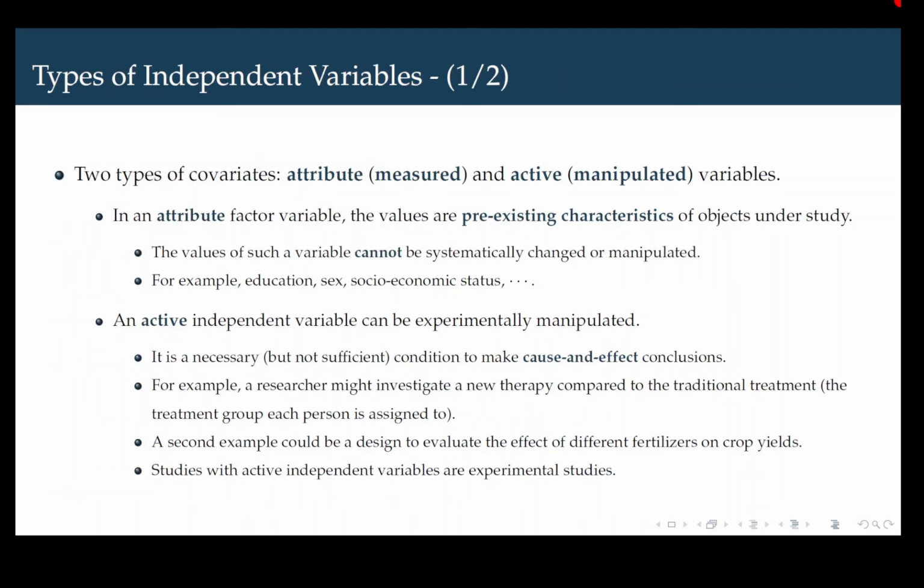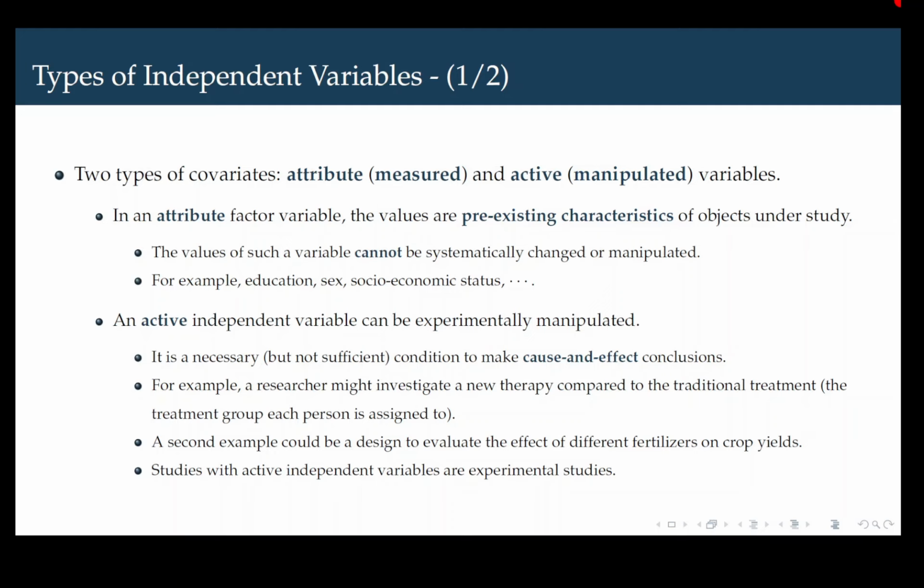Now let's consider the independent variables, or the factors or exposures or predictors, or what we call covariates. Now there are two types of covariates or two types of independent variables. One is called attribute or measured, and the other is called active or manipulated.